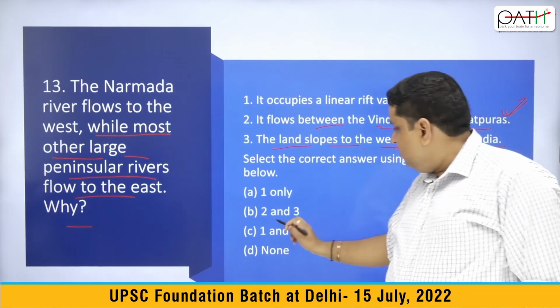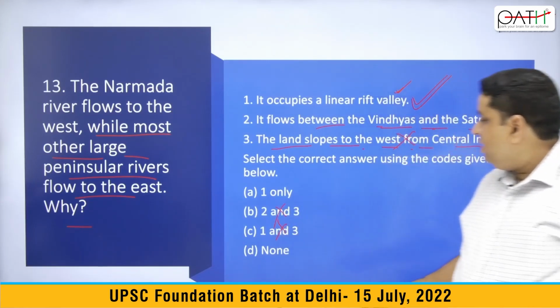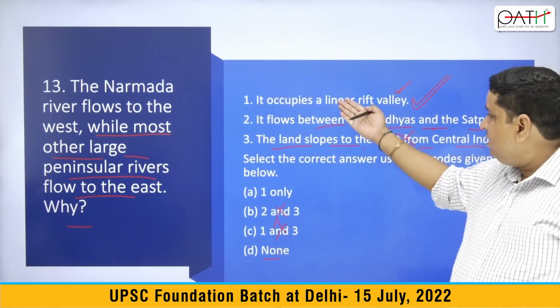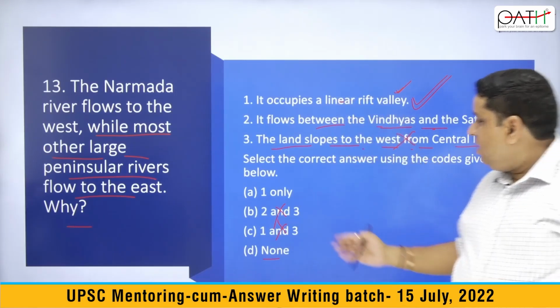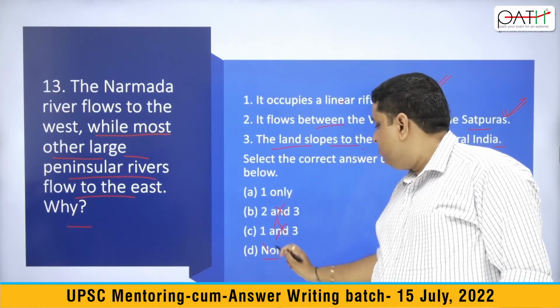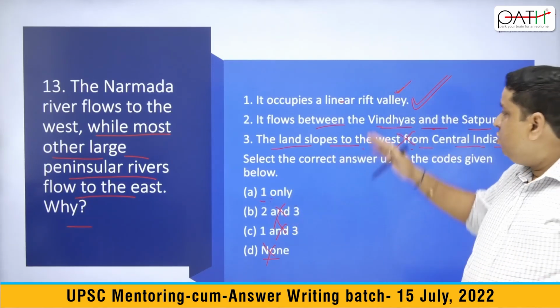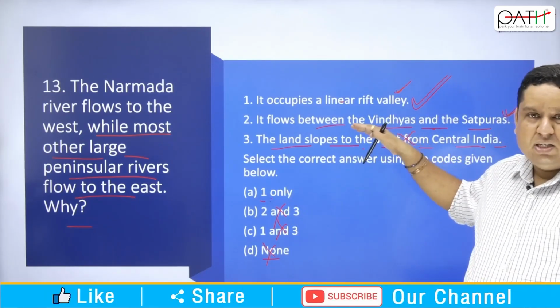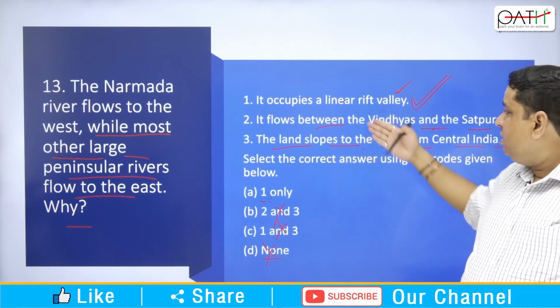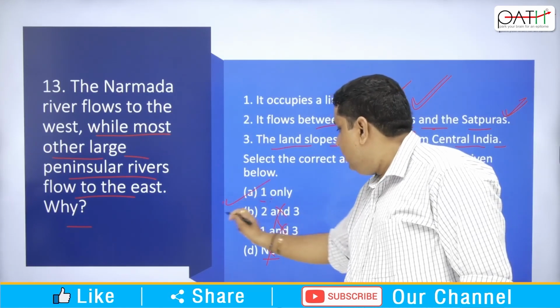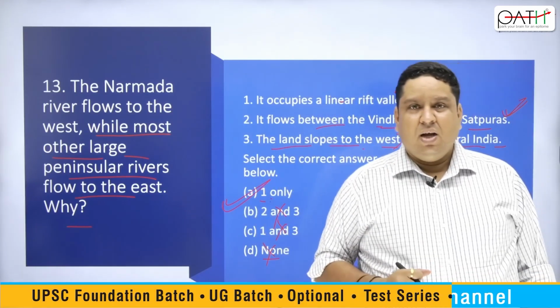Third statement eliminated. Now we are left with option D, none. But this is not the case. First statement is correct. Second statement is also correct. But here we are having only option A, which is having one only. So although the second statement is correct, it is flowing between Vindhya and Satpura, because it is not mentioned in the option, for us the most appropriate option will be option A, one only. I hope you got this question.